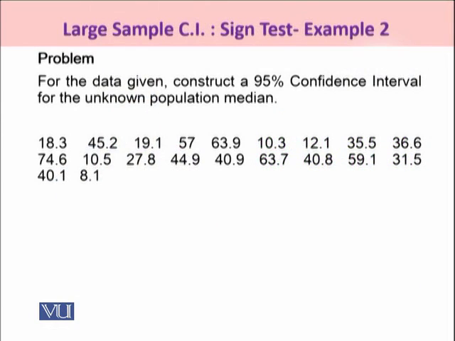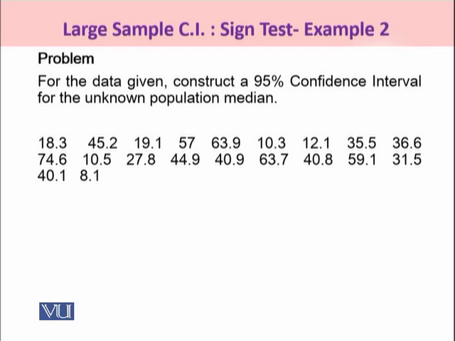So this is a particular problem that I've taken. For the data which is given, students, we are required to construct a 95% confidence interval, whereas the population median is unknown to us. As you can see, this data is in raw form.